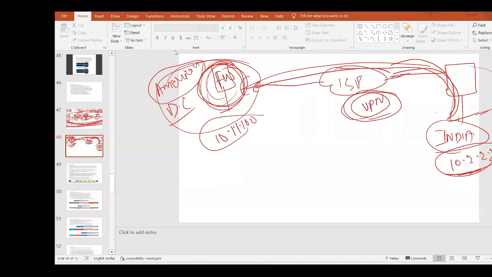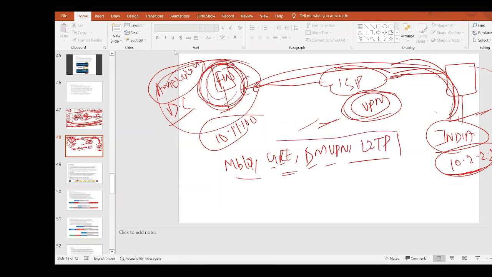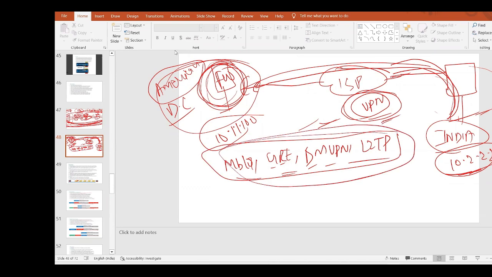So what are the VPNs? We can achieve those things by MPLS, right? By GRE, generic routing encapsulation. DMVPN, same thing. GRE and DMVPN are the same thing. L2TP, there are multiple VPNs. Those are the VPNs, guys. With the help of these technologies, we can easily log in and easily get the access.